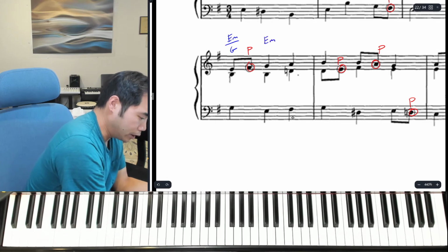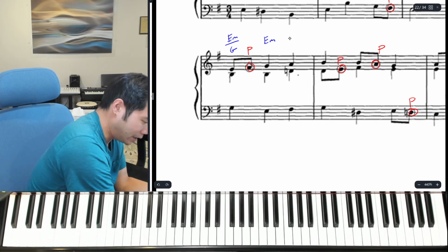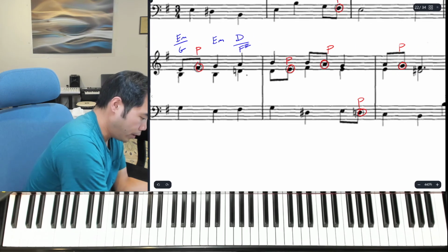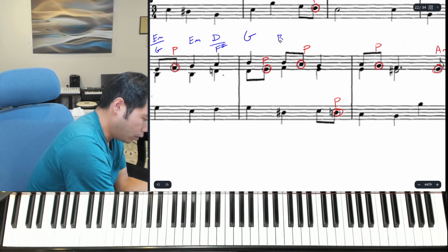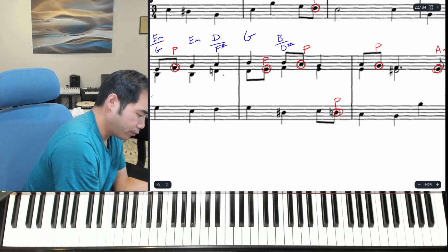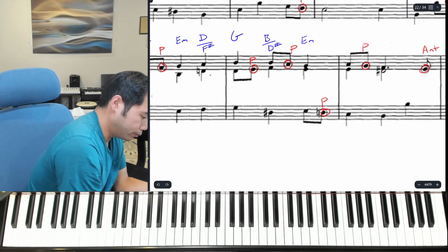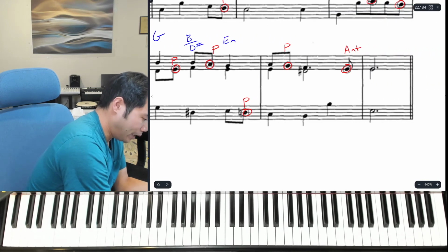And now we have a change. Okay, F sharp, D, A is a D major chord over F sharp, so that's changed. Then we have a G major chord, that's a little different. Then we have a B over D sharp again. Back to E minor. Back to A minor now.